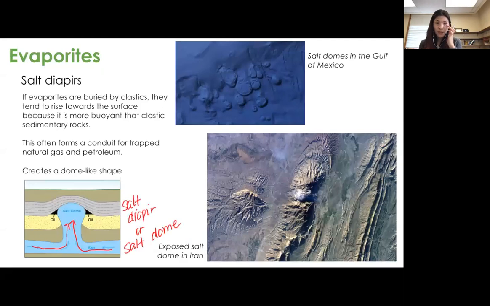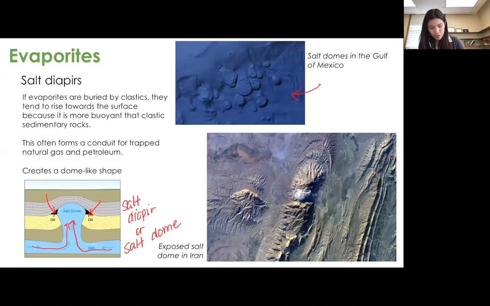These are fairly important economically because these often trap natural gas and oil at the top. And so when we see things like these salt domes in the Gulf of Mexico here, that's often an indication that there are some natural gas reservoirs nearby. And so these locations are often pinpointed for natural gas drilling.